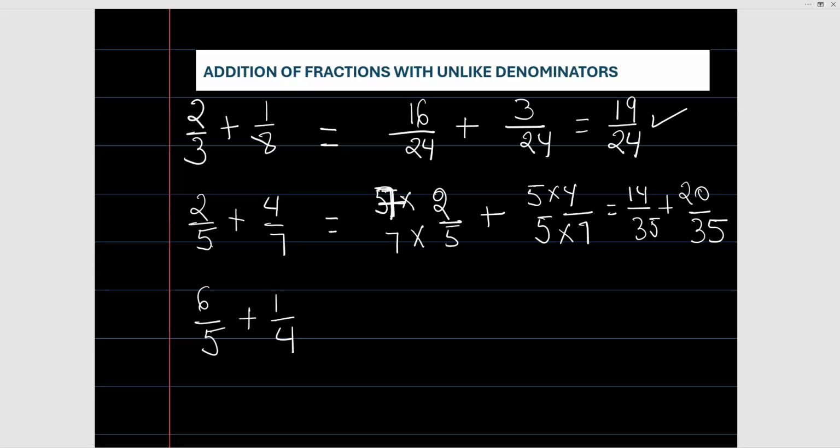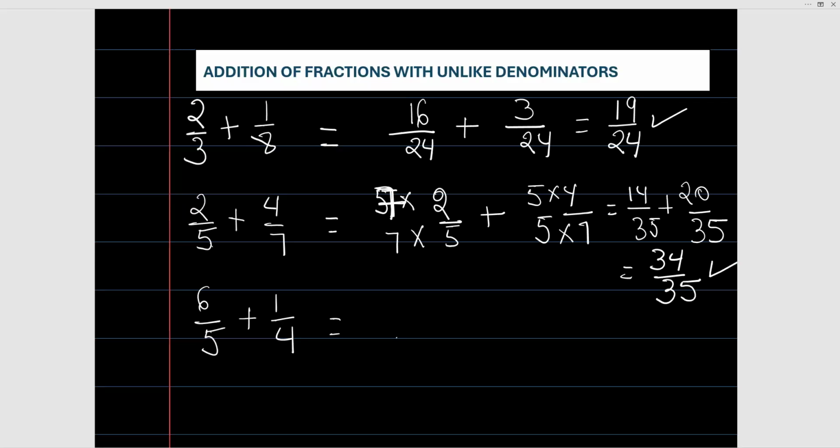So we will have now 34 over 35. What kind of fraction? This is a proper fraction, nothing to do. We leave that alone. Let's use the third approach for the third fraction.